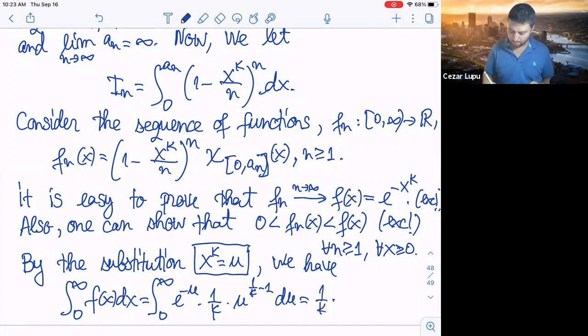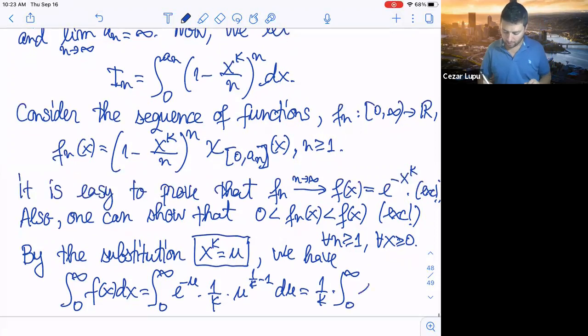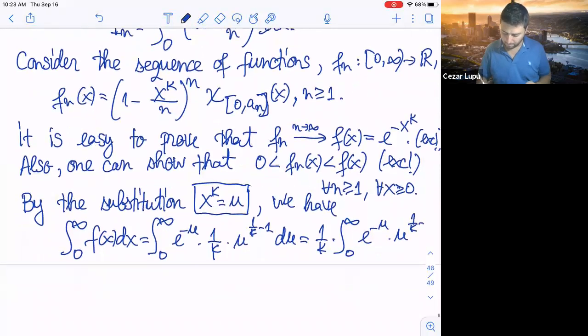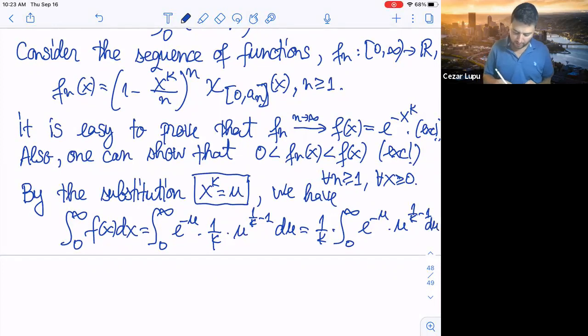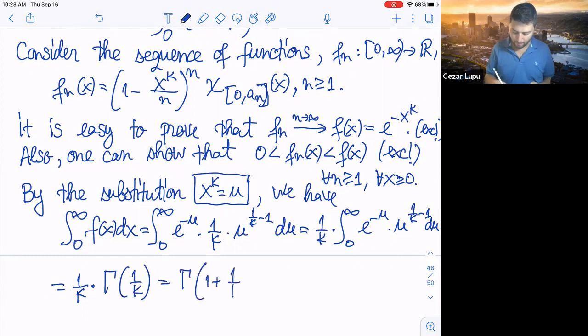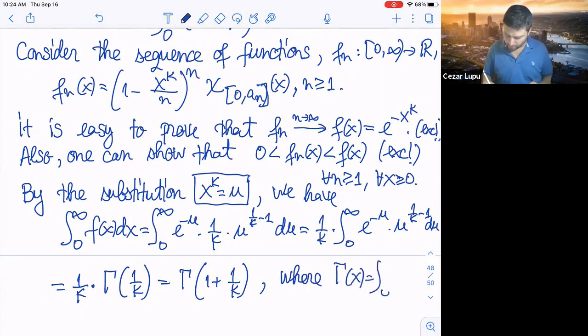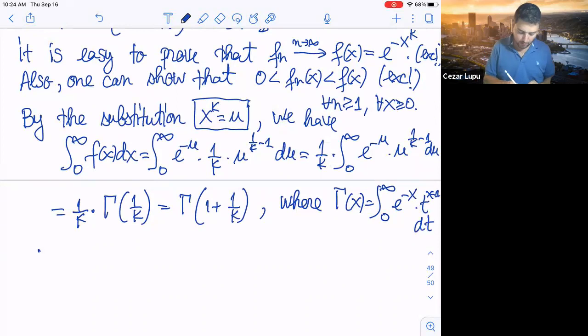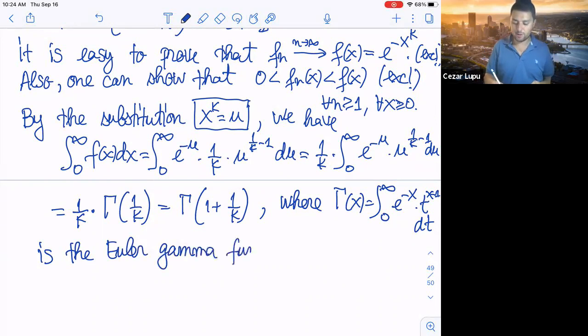So it's 1 over k times the integral of e to the negative u times u to the power 1 over k minus 1 du. And this is nothing else than just 1 over k times gamma of 1 over k, and this is gamma of 1 plus 1 over k, where gamma of x, which is given by this, is the Euler gamma function. So this is just a generalization of the factorial.